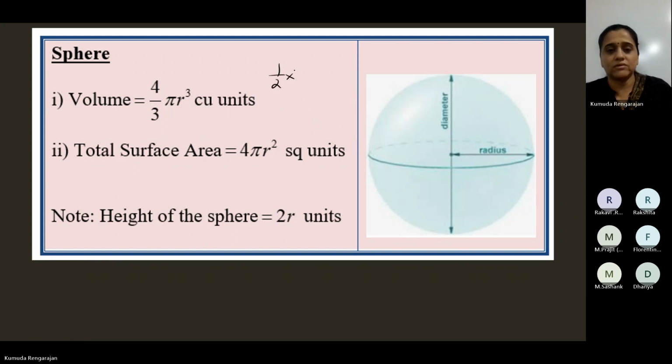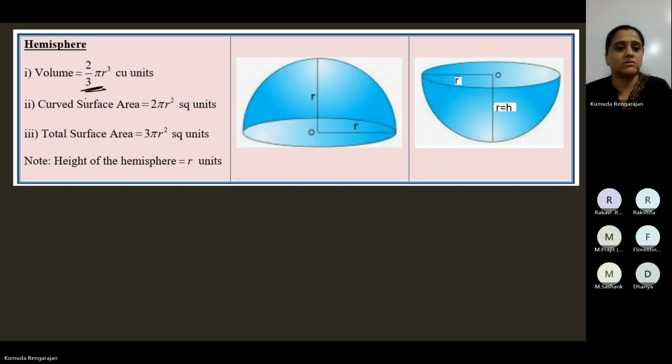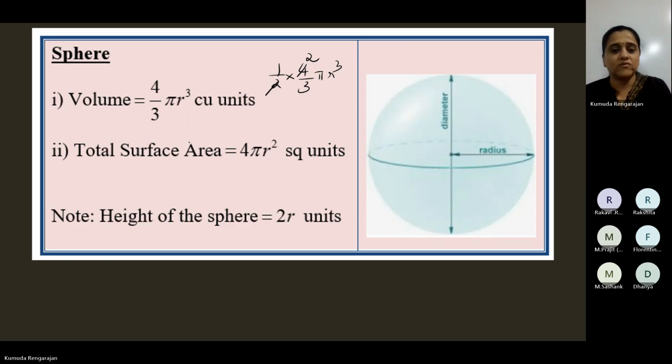Half of 4/3 pi r cube is 2/3 pi r cube. That is for a hemisphere. CSA is 2 pi r square, then 3 pi r square. So it's easy to remember: 2 pi r square, 3 pi r square, 4 pi r square.